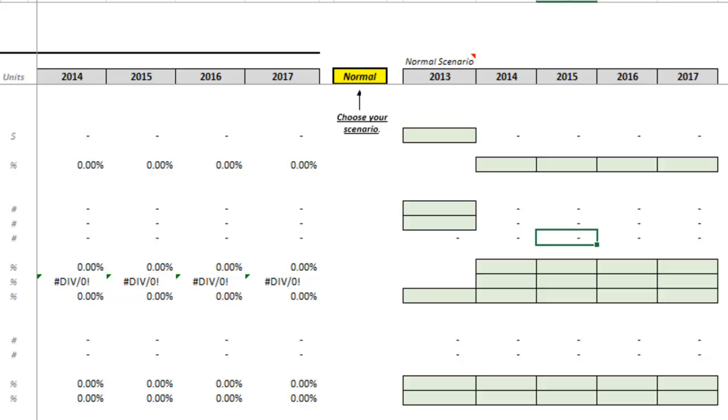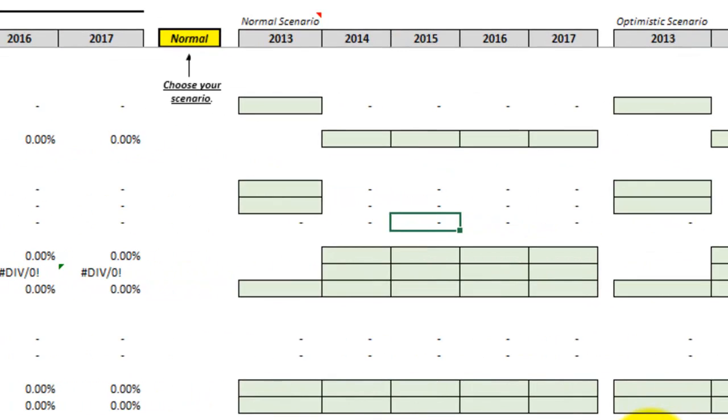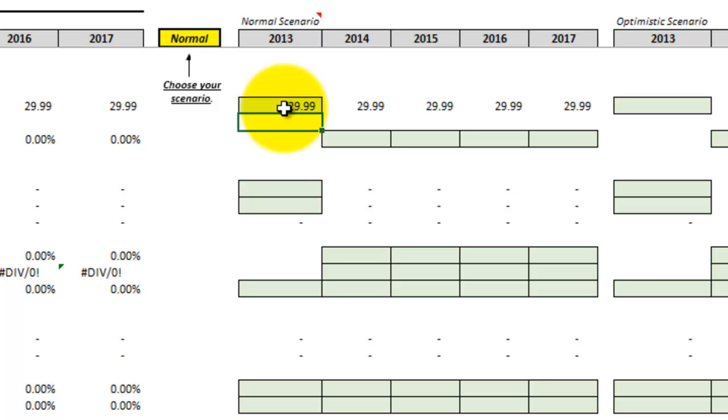So let's go ahead and start by entering data for the base scenario. Beginning with the revenue assumptions, let's say our business sells a freemium service as well as a premium service. The ideal situation is for users to convert from the free version to the paid version. So we're going to start with selling the premium version at $29.99. And the price will increase by 3% per year.